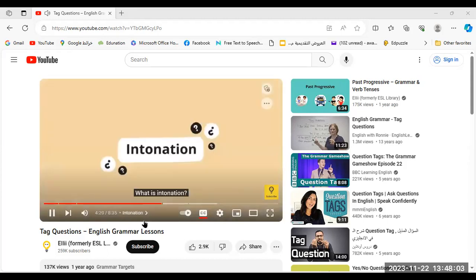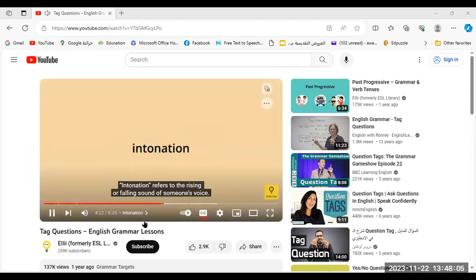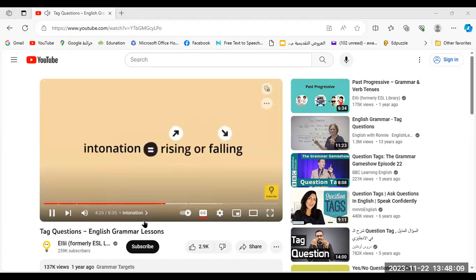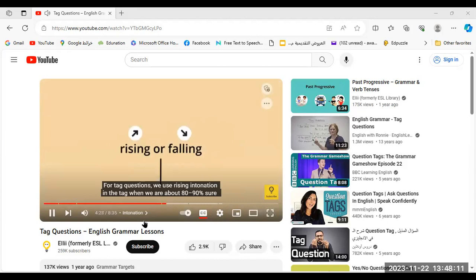What is intonation? Intonation refers to the rising or falling sound of someone's voice. For tag questions, we use rising intonation in the tag when we are about 80 to 90% sure that someone will agree with us. We use falling intonation in the tag when we are about 95% sure that someone will agree with us.